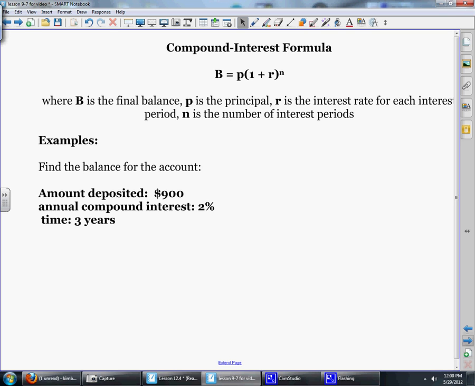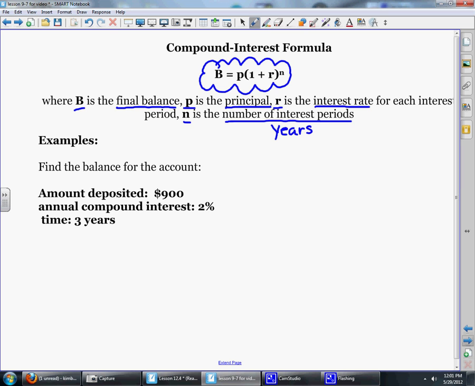Now the second type of problem is a compound interest problem, and this formula is a little bit different. B, which is your final balance, is equal to the principal times 1 plus your interest rate raised to the n exponent, which is the number of interest periods or the number of years. So let's look at this. B is going to be your final balance. P is the principal. R is the interest rate. And N is the number of interest periods, which in this case, the problems we're going to deal with today are only going to be in years.